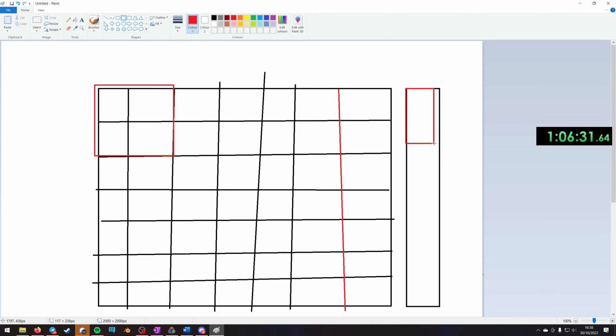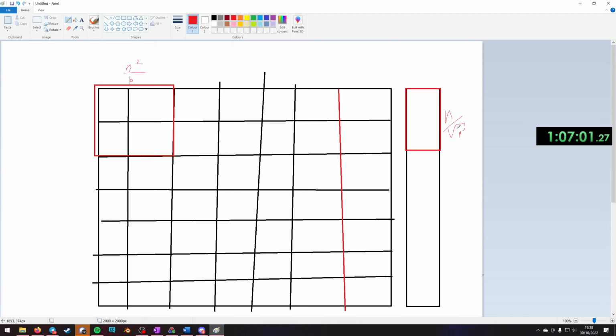So the only part we care about is this. Just to be clear, this is n over square root of p, and this is n squared over p. Because this entire matrix is n squared, we're dividing it over p processes, right?